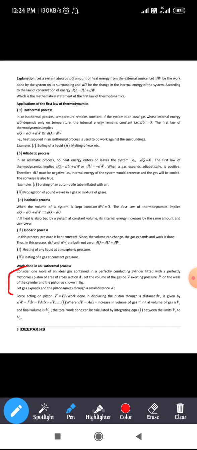I'll just read out the first paragraph. Consider 1 mole of an ideal gas contained in a perfectly conducting cylinder fitted with a perfectly frictionless piston of area of cross section A. Let the volume of the gas be V, exerting pressure P on the walls of the cylinder and the piston as shown in the figure. Let the gas expand and the piston move through a small distance dx.